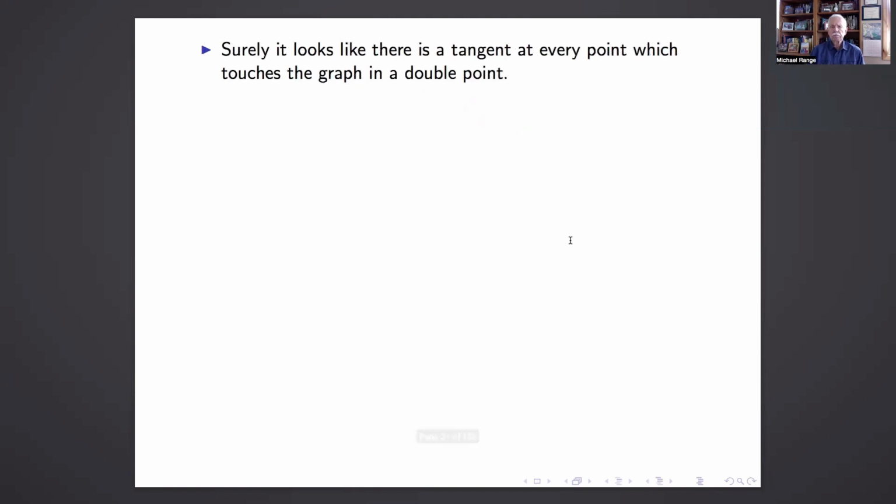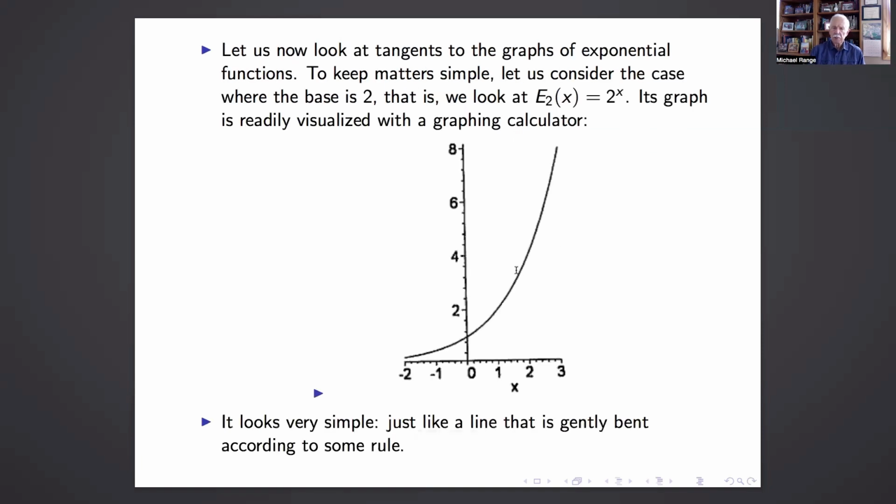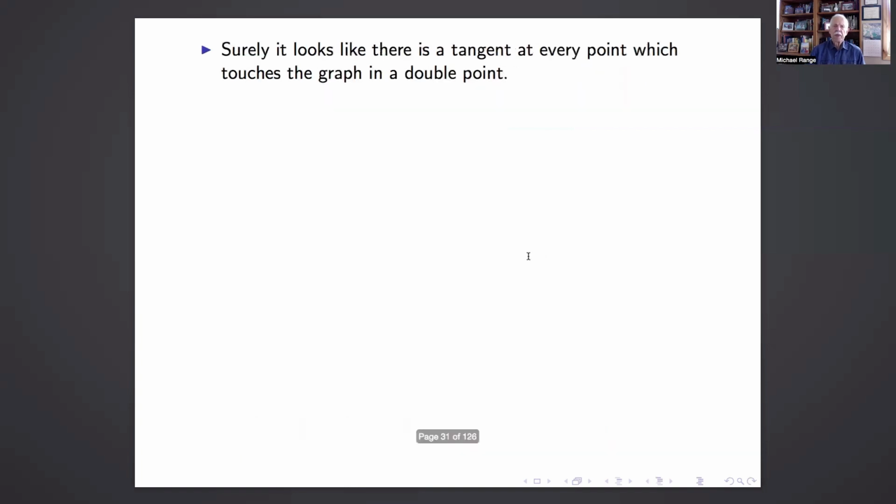Surely it looks like there's a tangent at every point, which touches the graph in a double point. If you pick a point here, you draw the line that's tangent, and it is a double point, because if you rotate the line just a little bit, it will cut the graph in two different points.